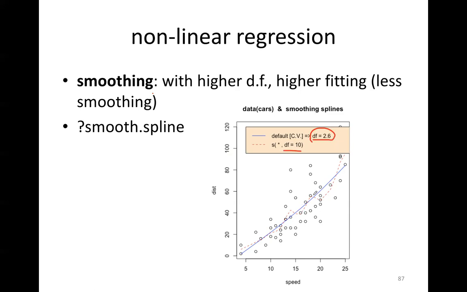So it tries to follow the data points more closely, but the higher the degrees of freedom you allow, the higher the risk of overfitting. So it's not really clear, at least to me, looking at this, whether the red curve is really better than the blue curve as a predicting model.